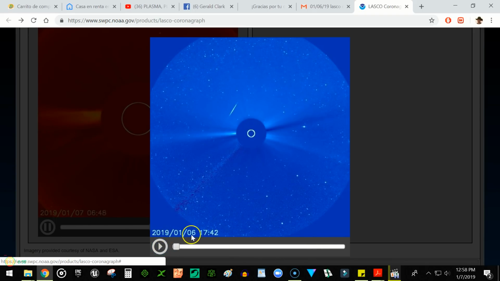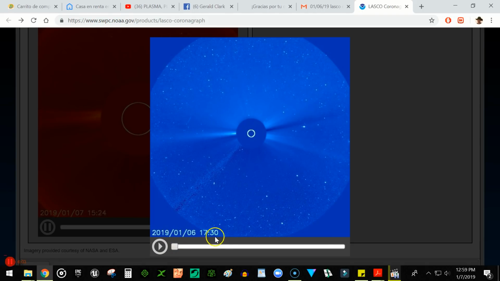Okay, so this one starts on January 6th at 1730, 2019. The previous geomagnetic flux disturbance that I showed you was on the day before. Okay, remember? So we're consecutive days here. I believe that is Saturn right there. It's very clear. All right.